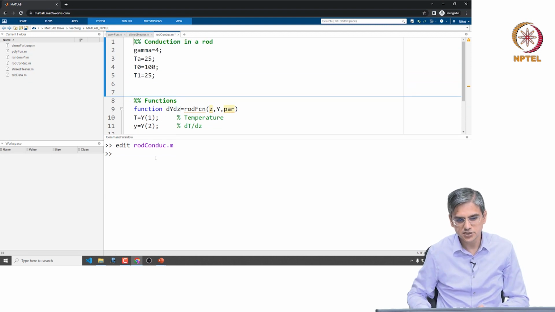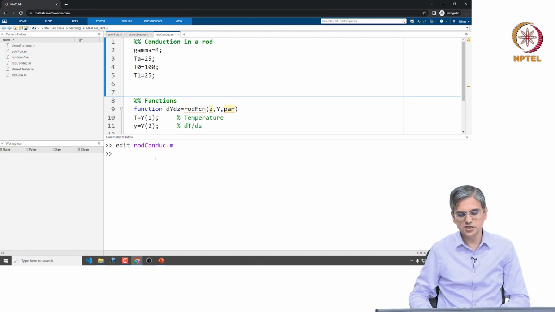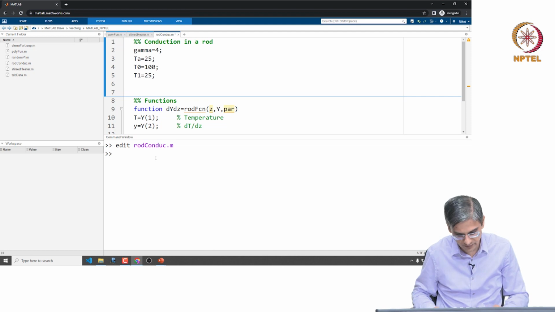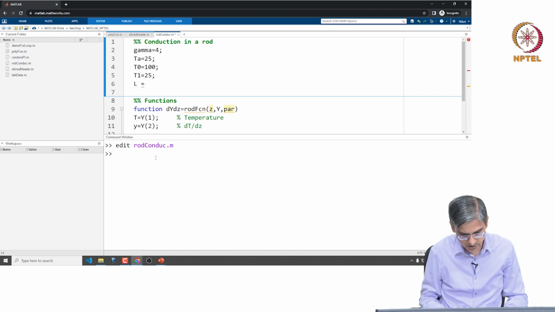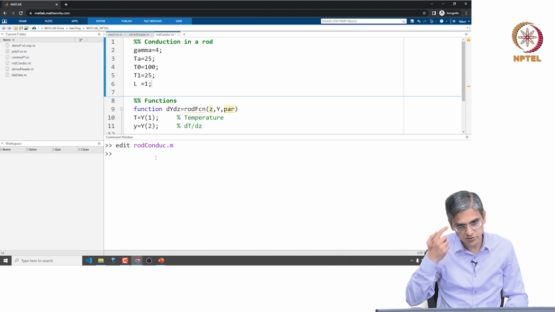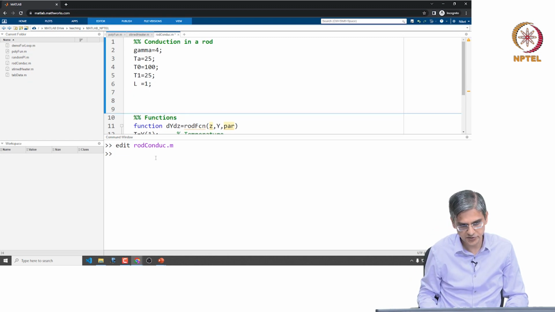So that's the conduction in the rod, starting with initial temperature T equal to 100, and the temperature at the other end is T1 equal to 25. The length of the rod is 1 meter. So these were the various data that were given to us.